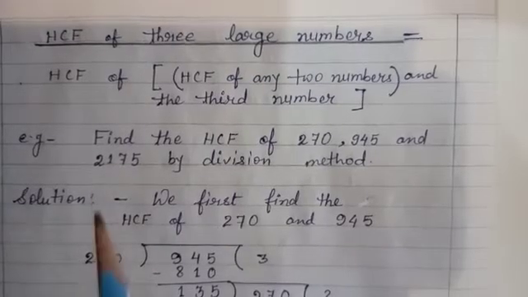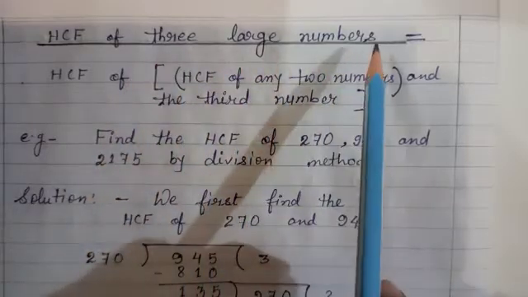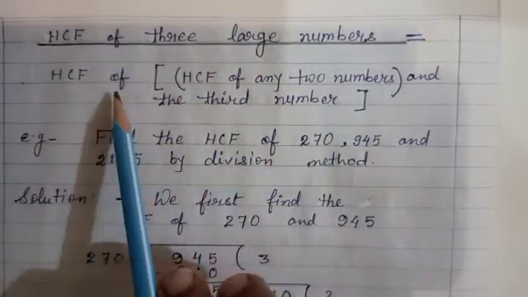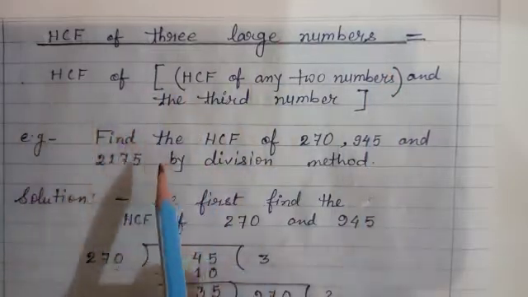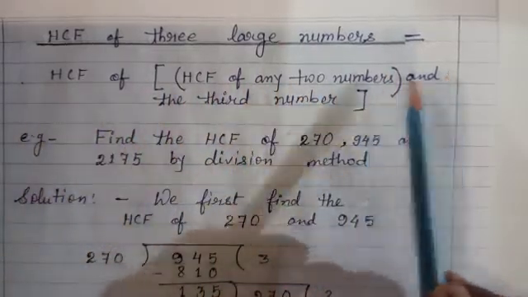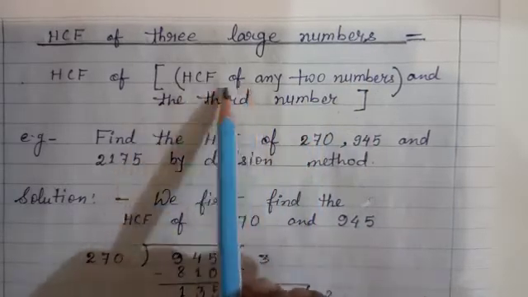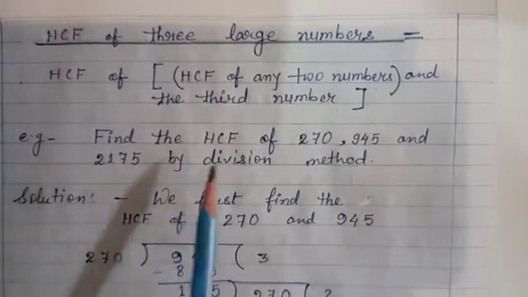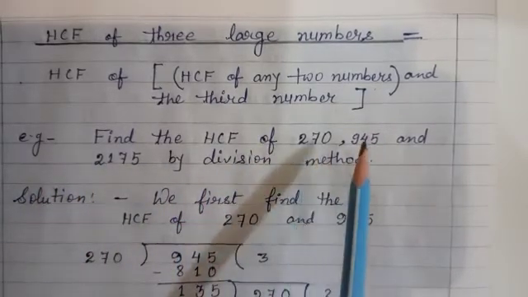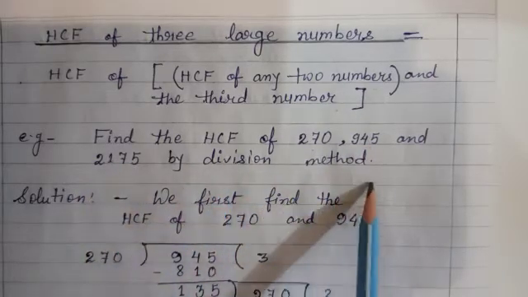Now see what to do when we have to find out the SCF of three large numbers. SCF of three large numbers we can find out by the SCF of two numbers and the third number. Okay, so first of all we have to find out the SCF of any two numbers. Look at here the example. Find the SCF of 270, 945 and 2175 by division method.